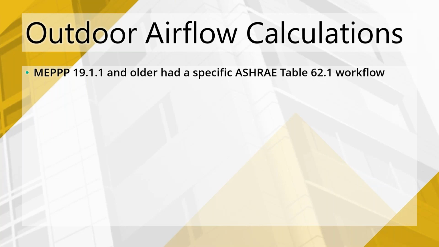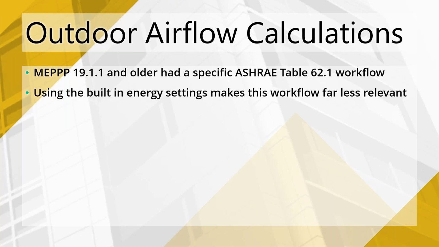The MEP 19.1.1 and all of the older versions of the MEP productivity pack, they had a whole bunch of schedules baked into the template that helped you with an ASHRAE Table 62.1 workflow. My template today, I don't have those schedules baked in. I believe I can obtain them from the sample model, but I don't have them. So what I've been leveraging here is just the built-in energy settings.